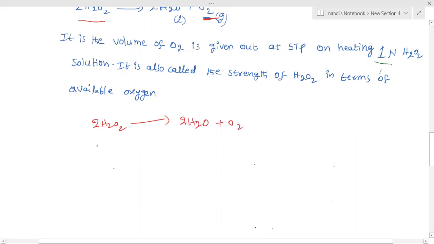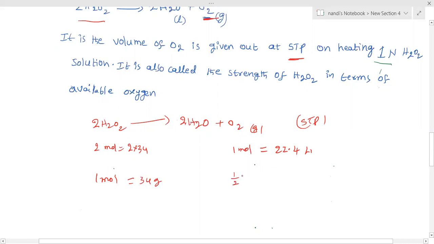Here I'm taking 2 moles of H2O2, 2 moles nothing but 2 into 34 grams. How much am I getting? This is 1 mole, nothing but 22.4 liters, because I'm calculating at STP conditions, keep in mind. So suppose this is 1 mole. What is the weight of 1 mole? Nothing but 34 grams. I can get half mole, this is 11.2 liters of O2.